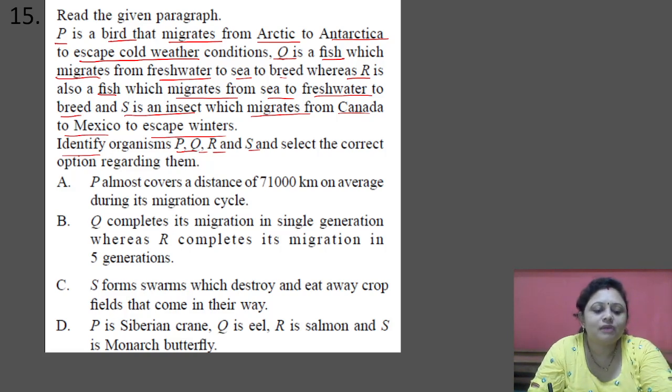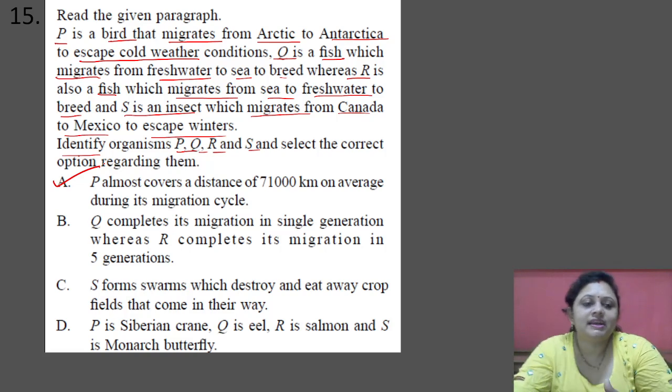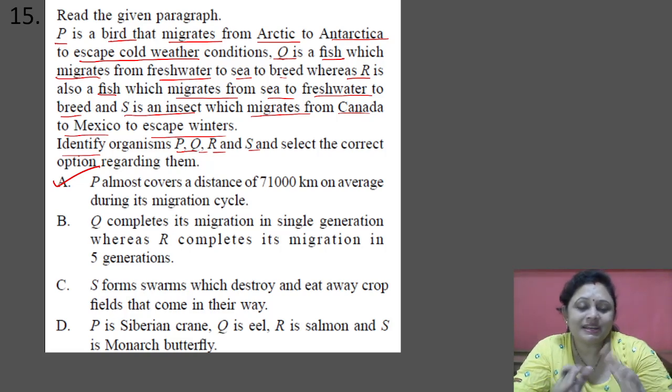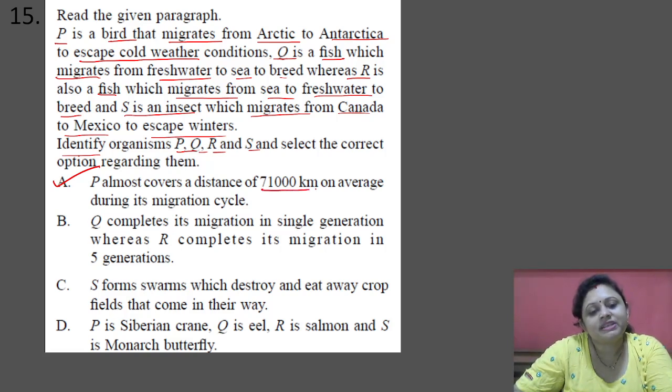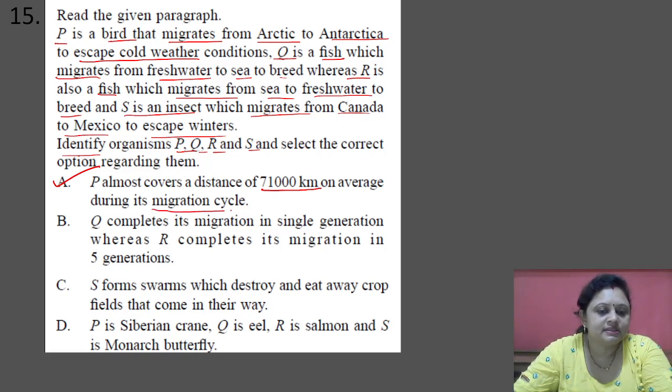So we have to find out the correct option. The correct answer is option A, that is P, the bird that migrates from Arctic to Antarctica to escape cold weather conditions. It covers a distance of 71,000 km on average during its migration cycle.